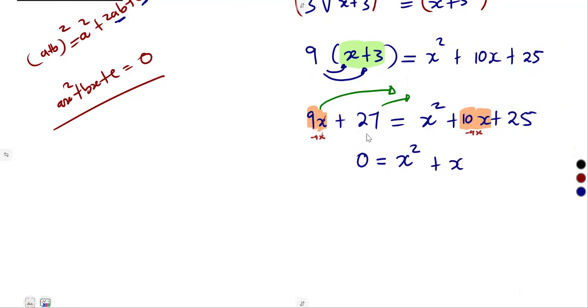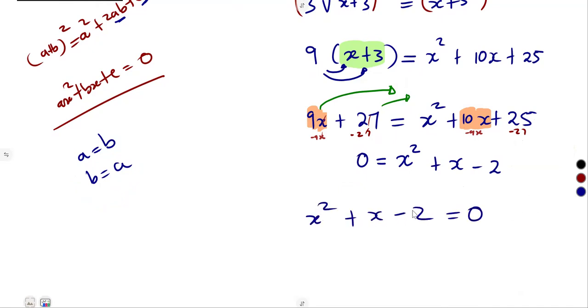The same thing with the positive 27. To get rid of it, it was going to be minus 27, minus 27. So that's 25 minus 27, which is minus 2. So this is what we have. Remember, if A is equal to B, it simply means B is also equal to A. So if 0 is equal to this, therefore this is also equal to 0. It simply means x squared plus x minus 2 is equal to 0. There is no effect from this part. It's just one and the same. All right, so this is it.